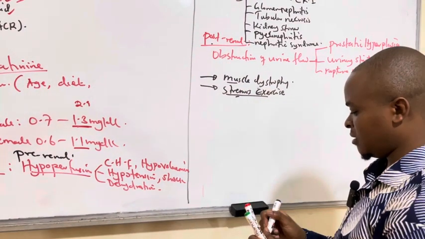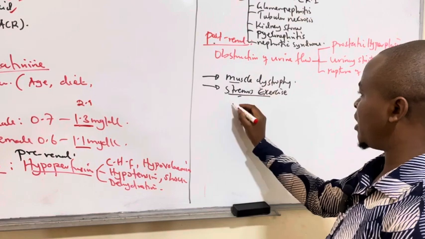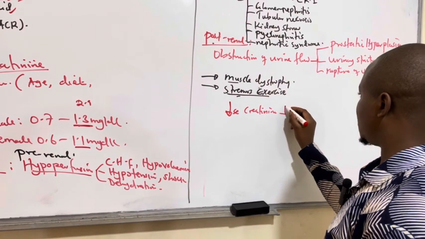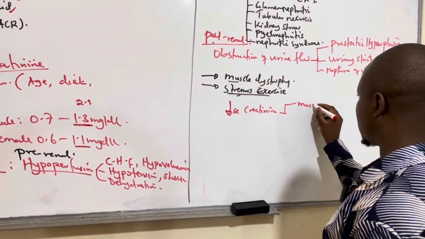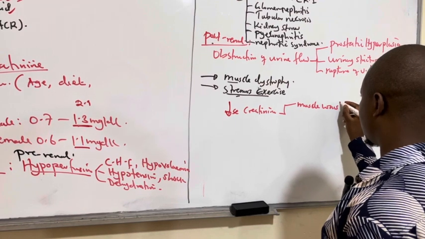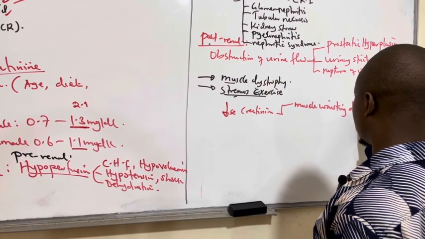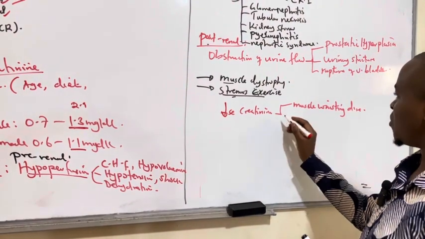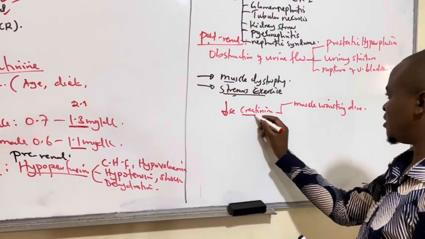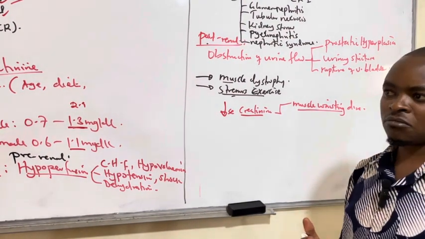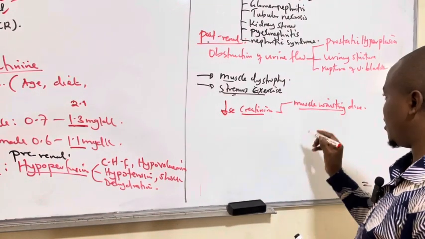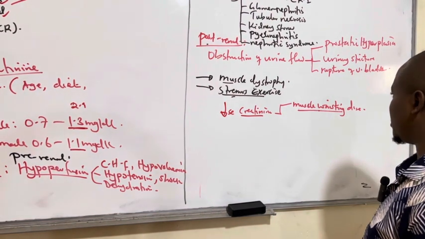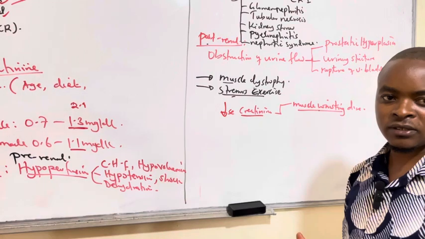And as for causes of low creatinine, we see creatinine decreased majorly in muscle wasting diseases. Any disease that causes emaciation can cause low creatinine. So muscle wasting diseases can cause low serum creatinine levels.